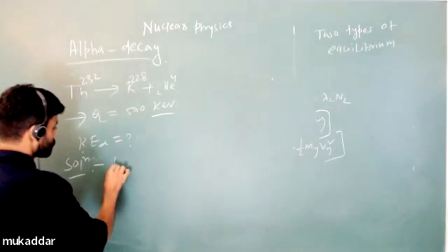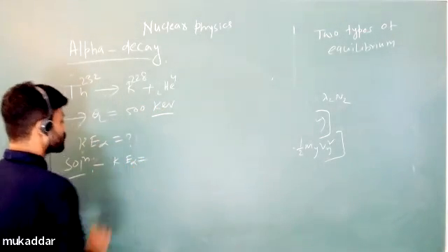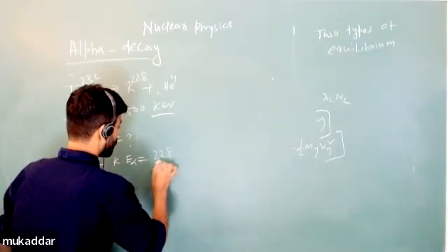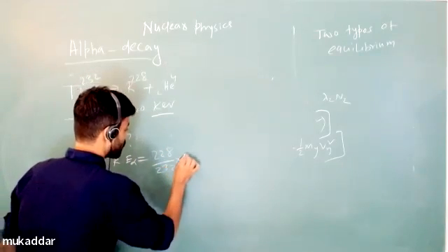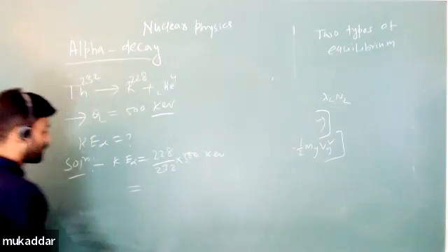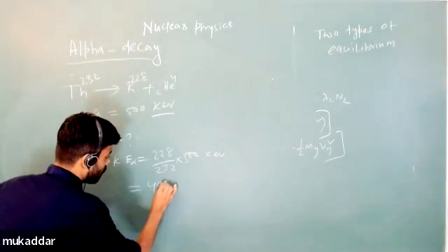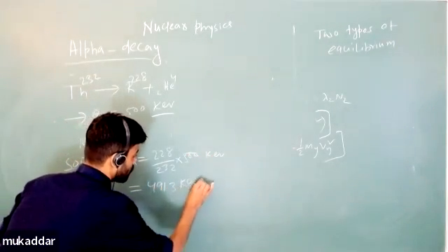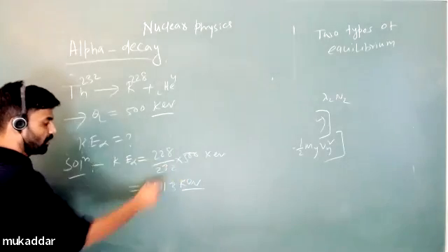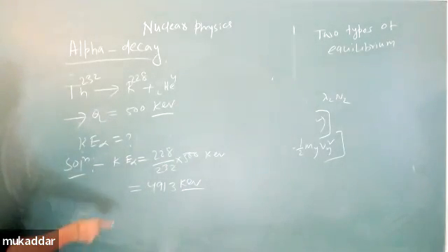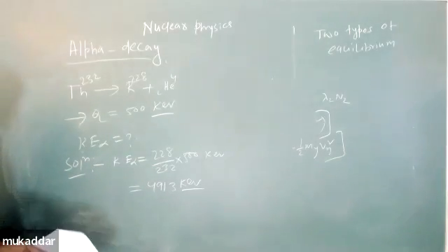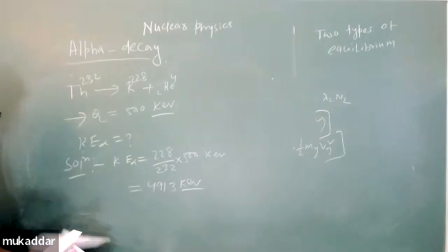I will do it. Kinetic energy of alpha particle will be how much? (A minus 4) by A. So this will be 228 by 232 into 500 kilo electron volt. Okay, so if you calculate it, how much you will get? 491.3 kilo electron volt. Now you can understand. So from 500 kiloelectron volt, contribution of kinetic energy for alpha particle is 491.3.